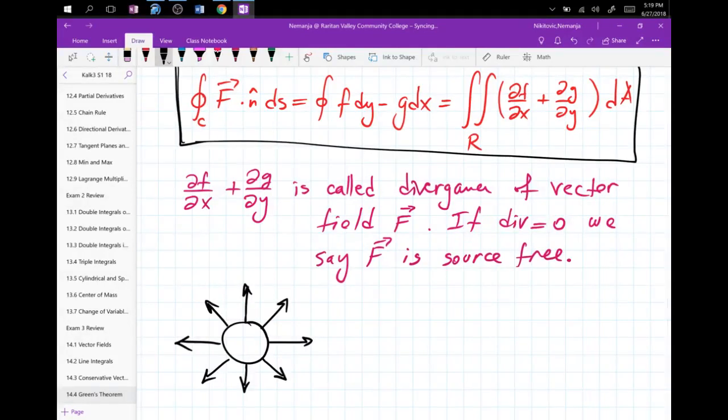There you go, two-dimensional divergence. I don't even know if I should do the example for this because I believe that you guys are able to take two partial derivatives and add them. Let's do one.